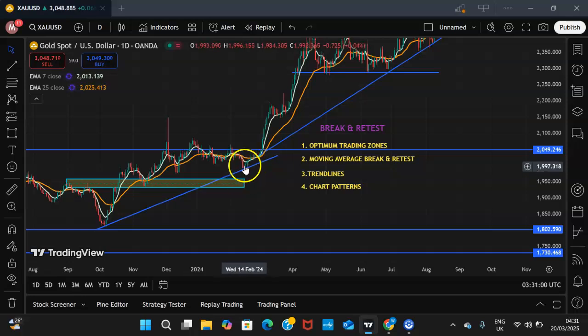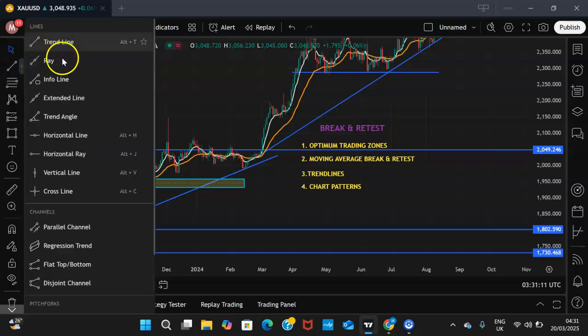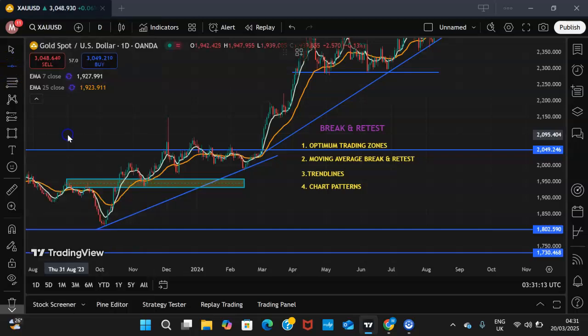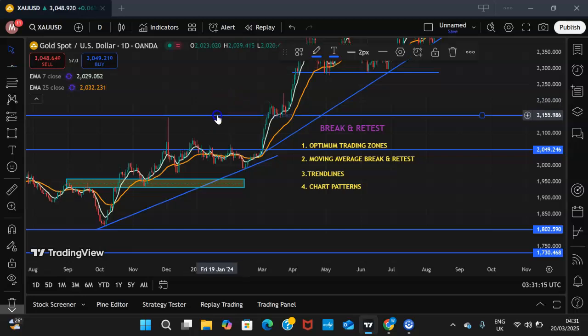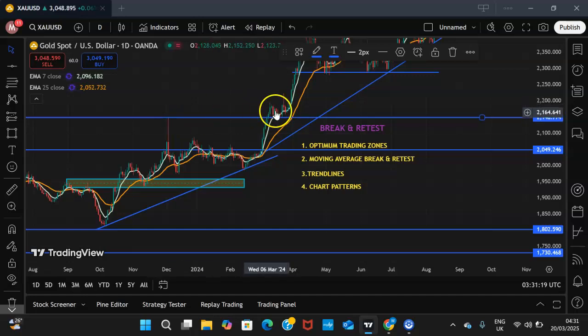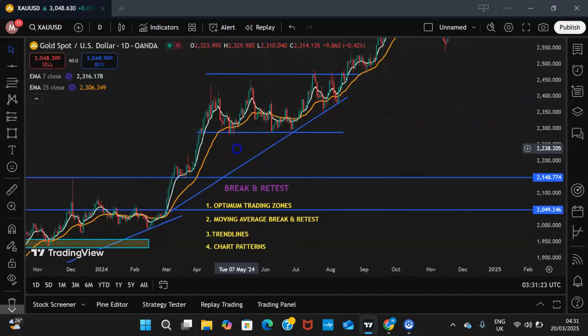Now, notice how on touching the trend line, price pumps into the high and it does this huge move. Now, this huge move is literally going to be another break and retest area. Now, what happened? What do you notice? You notice that price broke out of this zone here. Now, retested it and immediately it continued higher.